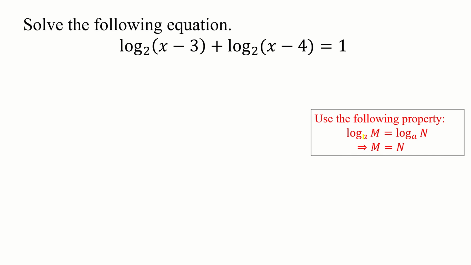In this equation, we have log base a of m, and on the right we have log base a again, but now it's n. So what this property is saying is that if we have the same base for the logarithms on both sides, then we can just say that m is equal to n. We can sort of ignore the log base a already. So now let's look at what we have.